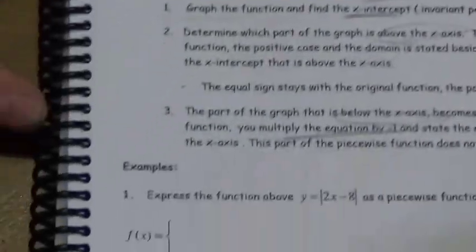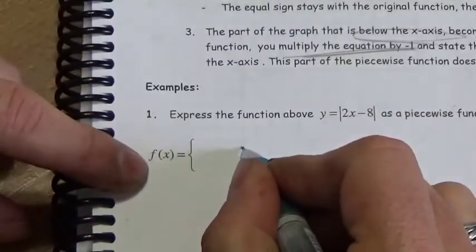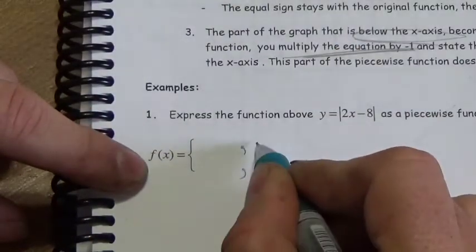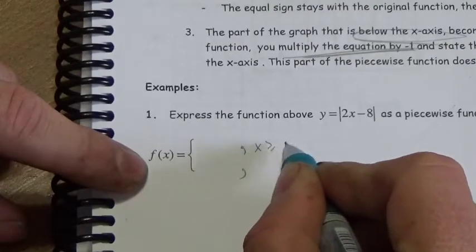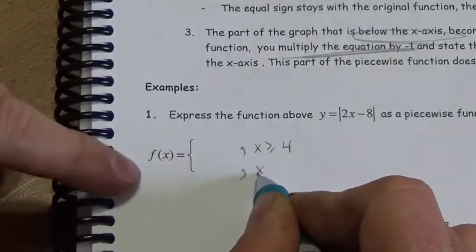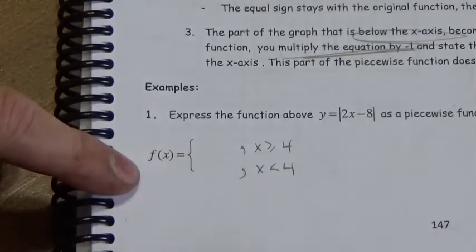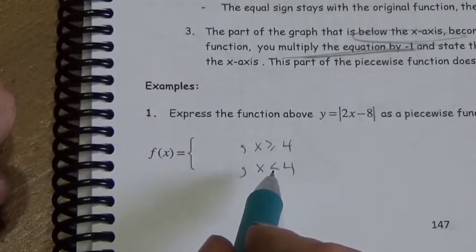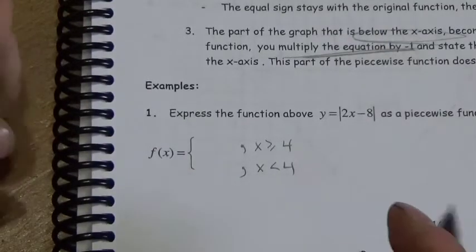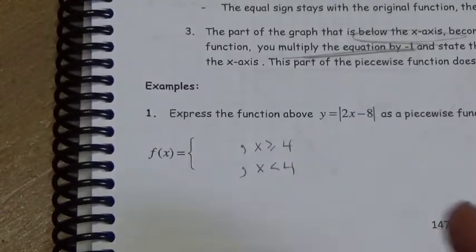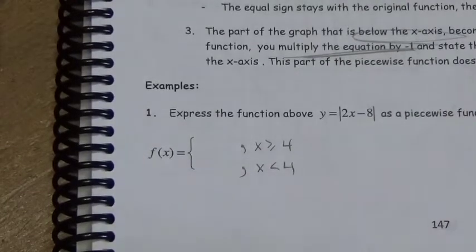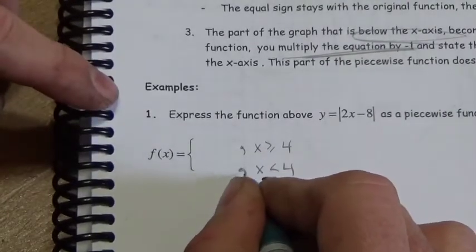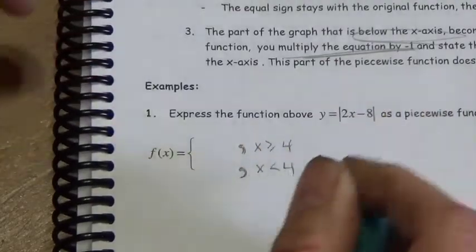So what I'm going to have here in my piecewise function is two different functions. This one is going to be where x is greater than or equal to 4. This is going to be where x is less than 4. Now, arguably, you could put the or equal to here if you really wanted to, but that's just not the convention that we have adopted here. I just wanted you to know that that's not set in stone.